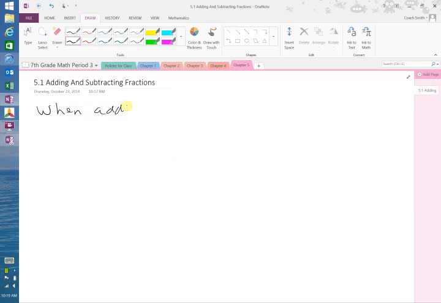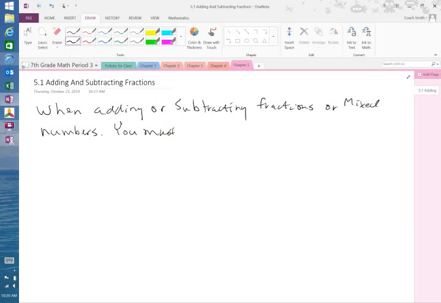When adding or subtracting fractions or mixed numbers, you must always have common denominators.